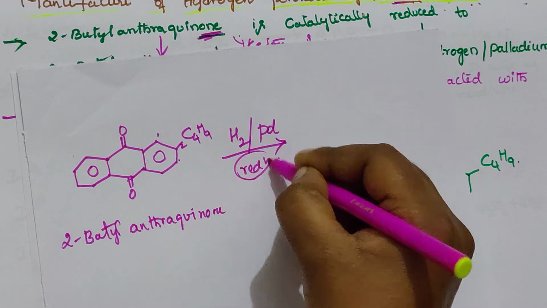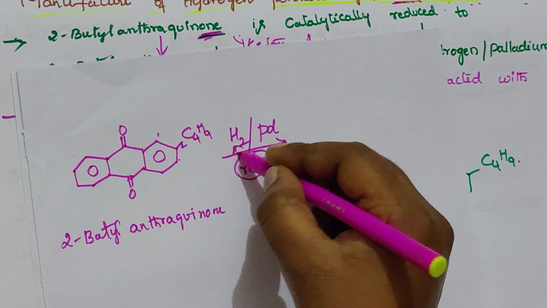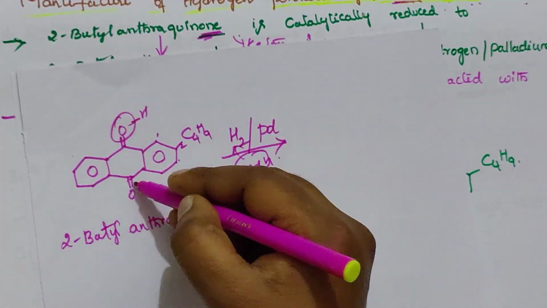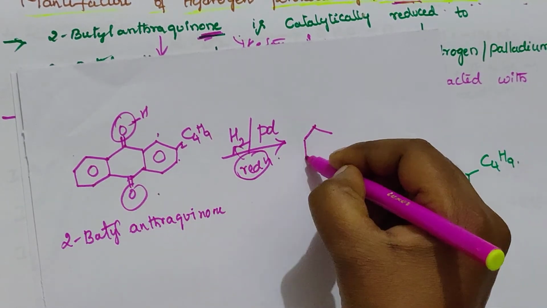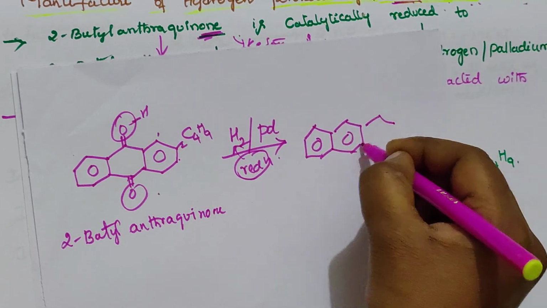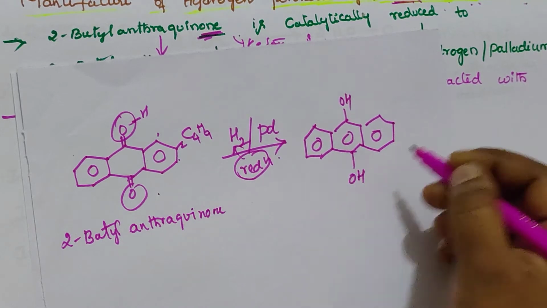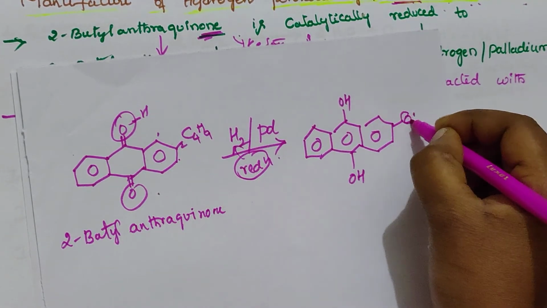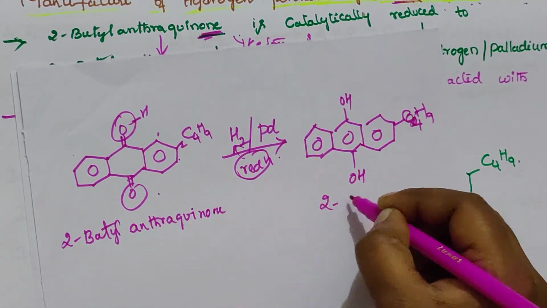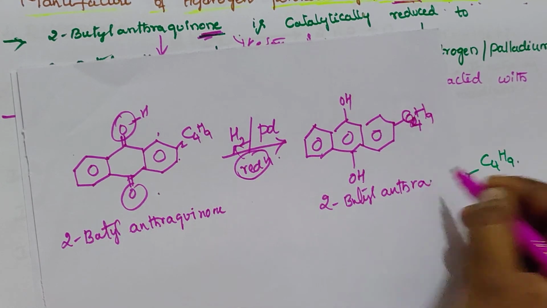Reduction means addition of hydrogens. In 2-butyl anthraquinone, at the positions of O and O, hydrogens are added and OH groups are formed. This is 2-butyl anthraquinol.